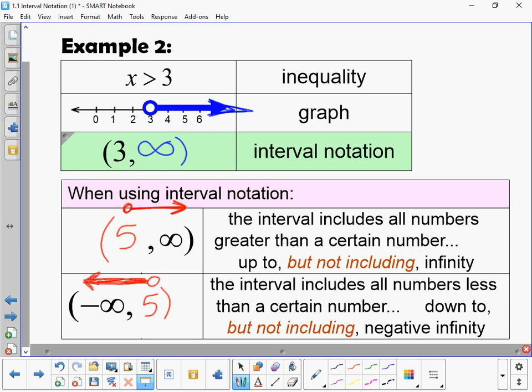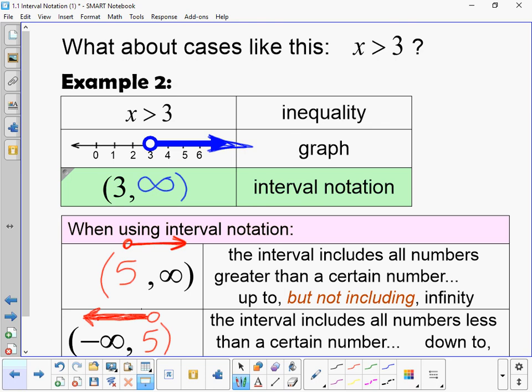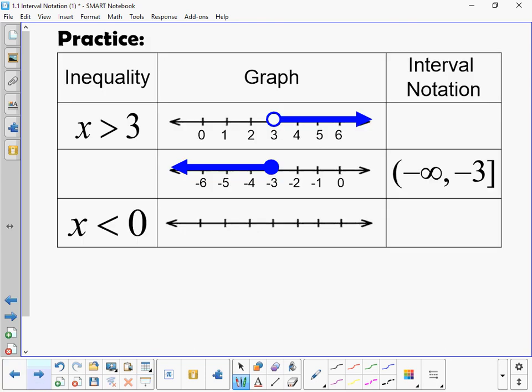So let's practice a couple of those. This first one, x is greater than 3. I feel like that's what we just did. How silly. Yeah, it is. Good times. So if we read it left to right, it's from 3 up to infinity. And again, with infinities, you always use the curved parenthesis instead of the bracket.